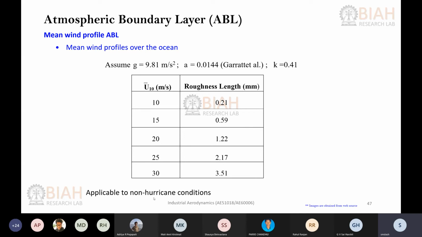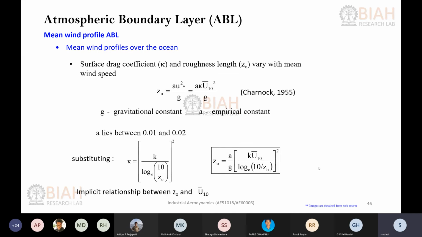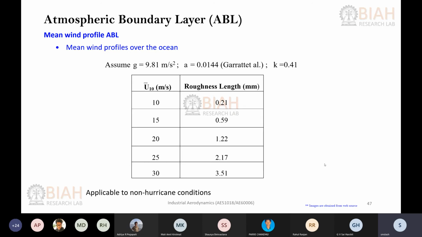And note that this condition is not applicable for hurricane or strong wind. This equation is only applicable for lower velocity values, not very high velocity values. That means non-hurricane conditions.